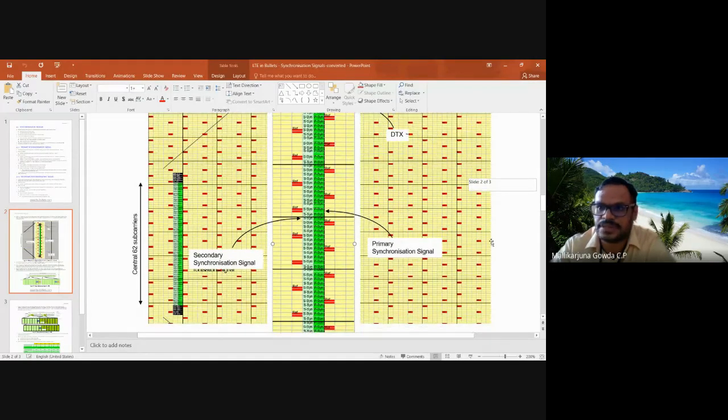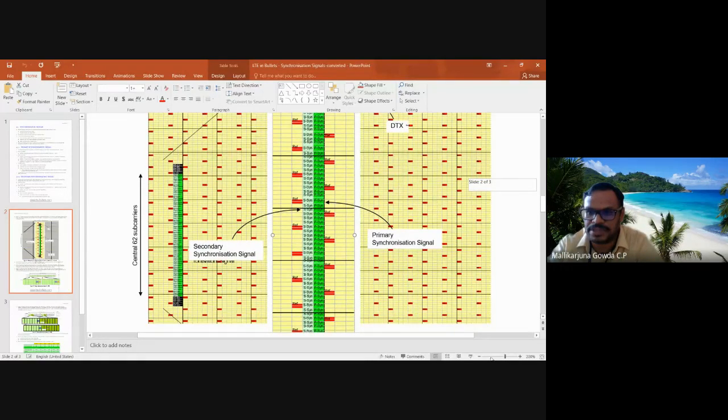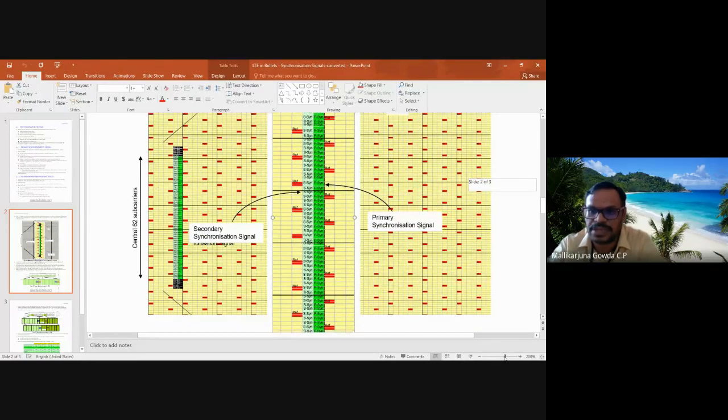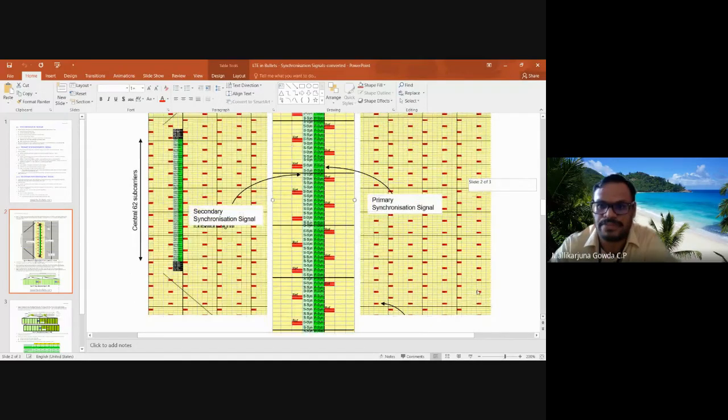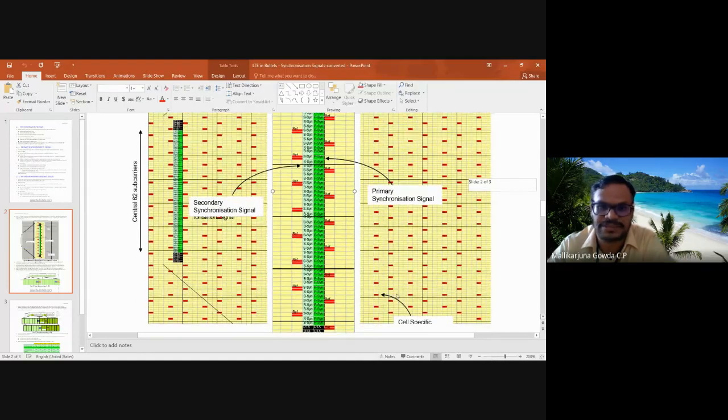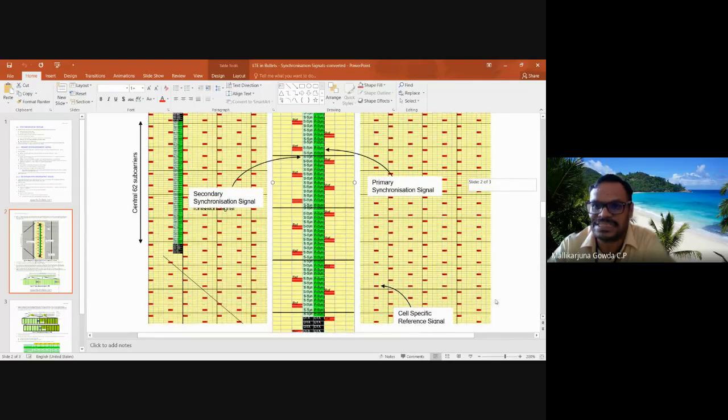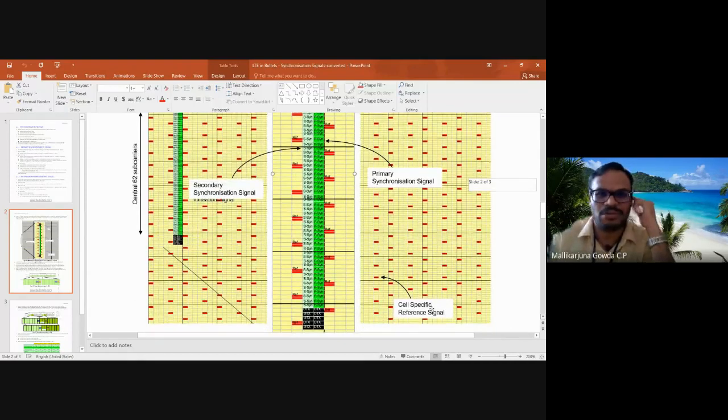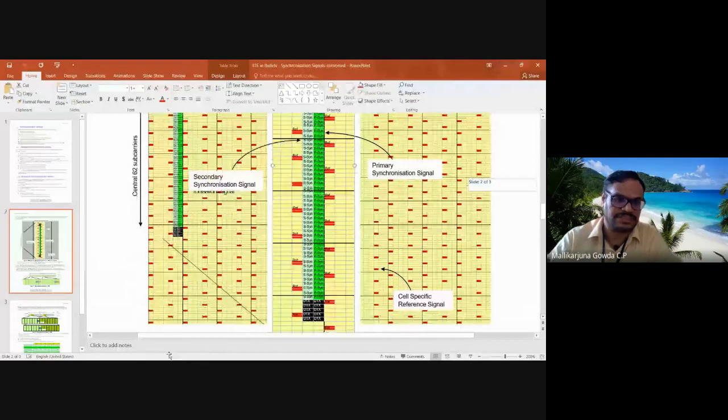Okay, let me stop with this. Better let me show you that software. Tomorrow, you all can download it. I can demonstrate how to use that also, and you will get some clarity. I was telling about the cell specific reference signal. So many things are there now, and all those things you will be able to understand with that.